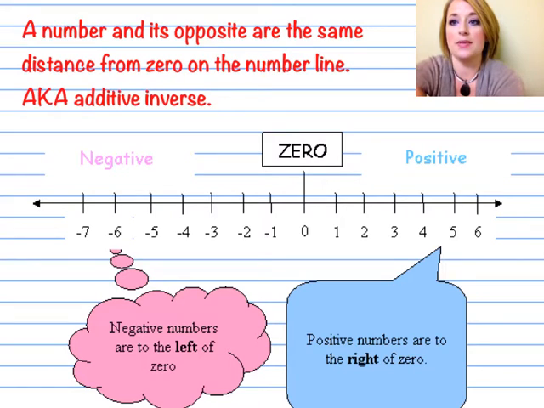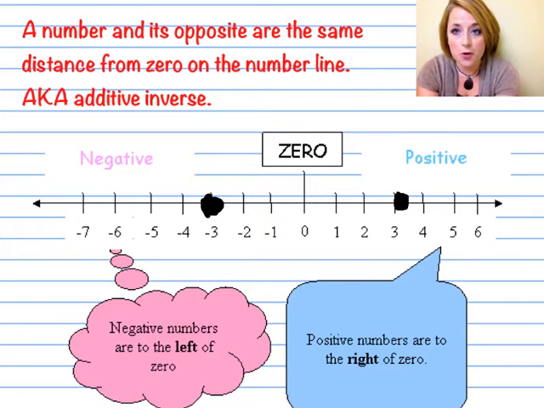So let's look at some opposites. Something like negative 3 and positive 3, they're opposites of each other, or as I said, additive inverses.